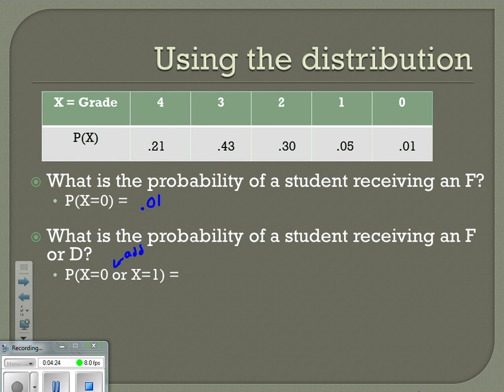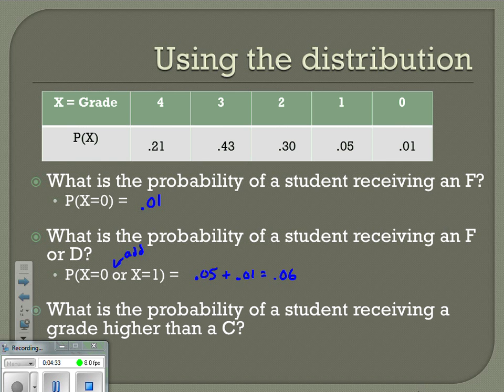So the probability of a D was 0.05, or an F 0.01, 0.06. One more look at it. What's the probability of a student receiving a grade higher than a C?